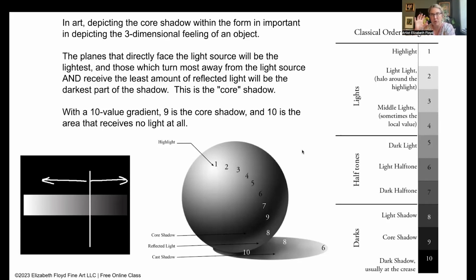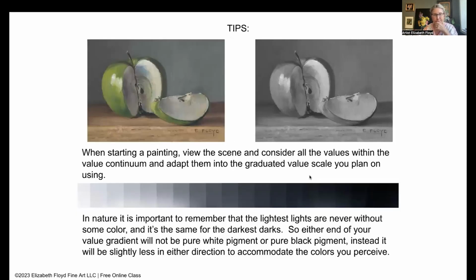So when we're thinking about values, it's always a good idea to be thinking about how you're separating your lights from your darks, and looking for where that core shadow would go, especially in a round object or a cylinder object.